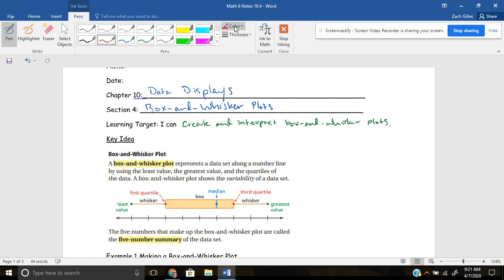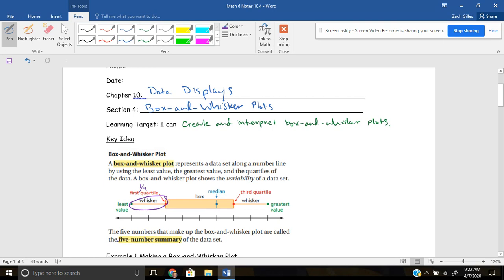Okay. Couple things that I want to point out about this box and whisker plot. So here's the least value, here's the greatest. From the least value to the first quartile, this chunk right here would be considered our first quarter of data. This is 1/4 of our data.